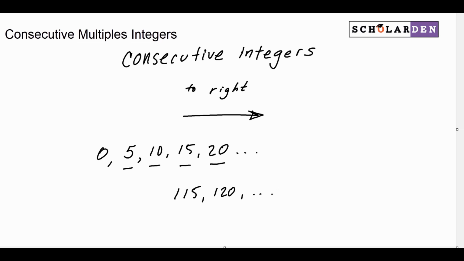So you can count by any multiple of a number. I could count by multiples of 3. Starting at 0, that would be 0, 3, 6, 9. Okay? So that's consecutive multiples.